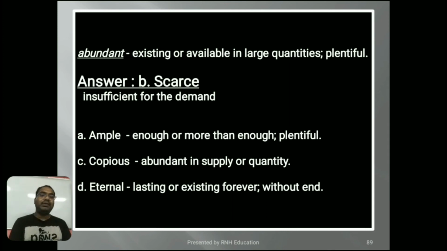Option A was ample, that means enough or more than enough. Plentiful, ample. Okay, option C was copious. Copious means abundant in supply or quantity, that is copious. And D was eternal, that means lasting or existing forever without end. Okay, so in this sentence the opposite word should be scarce. Abundant and scarce. Okay, going to the next one.